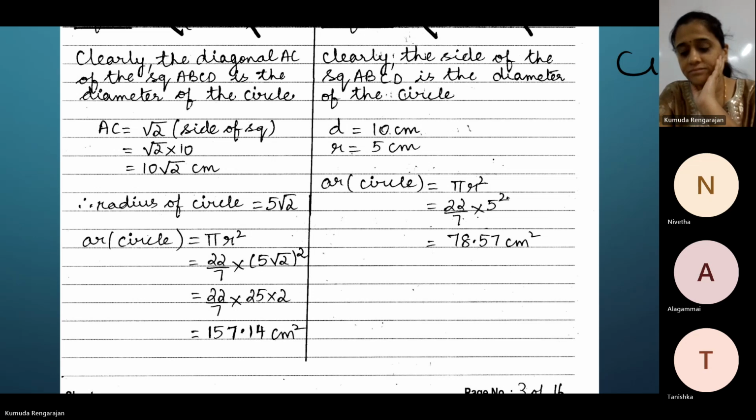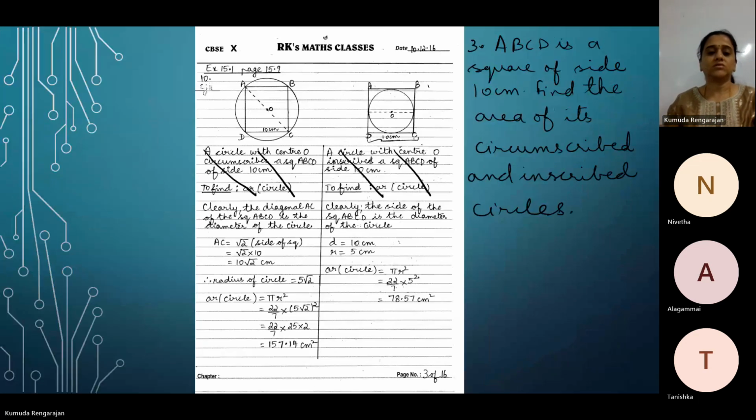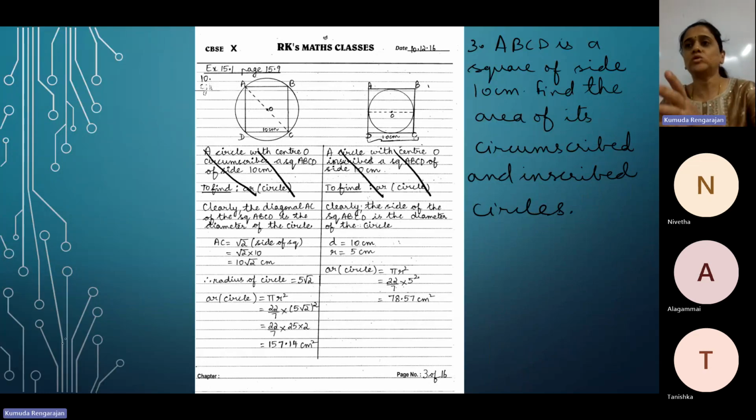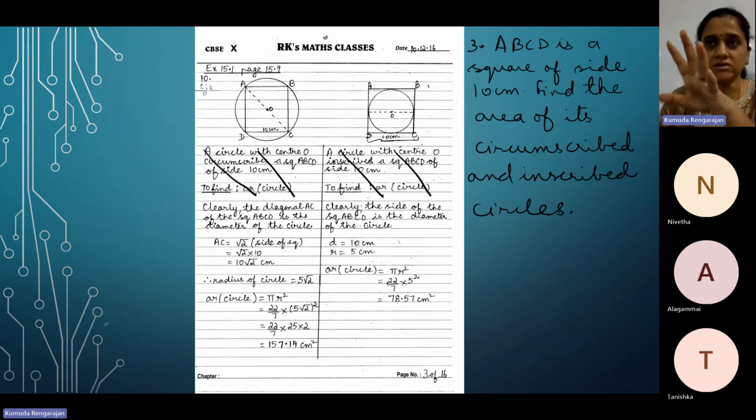Okay. So in the first case, in both we have to find the area of the circles, right? So we need the value of r, the radius; pi r square is what we have to find. What is given? The side of the square is given. Now, how do you find the radius? We have to find the area of the circle, for which we need the radius.